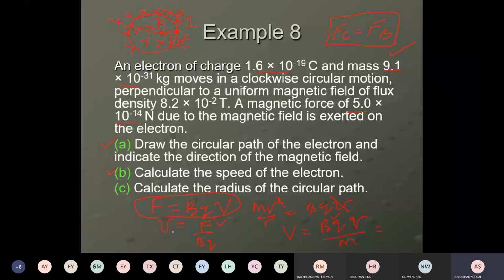Once you know the speed, for part C they ask you to calculate the radius. So for the radius, you do mv squared over r equals the force. No need to put Bqv. You can put mv squared over r equals the magnetic force. You know the m, you know the v, you can find the r, the radius. Understand the flow: what formula to be used, what needs to be applied.